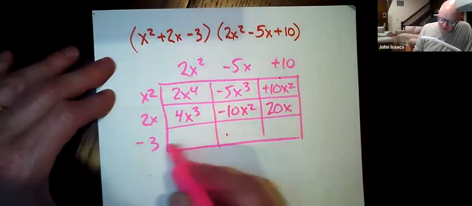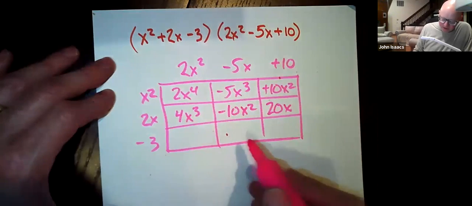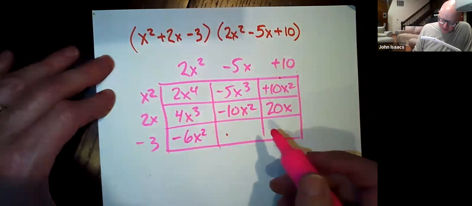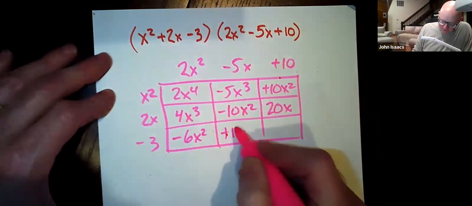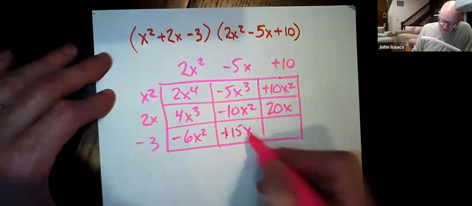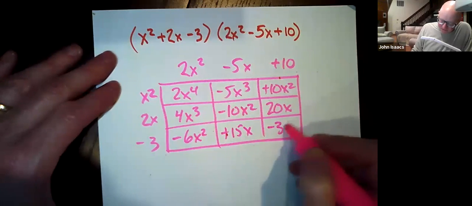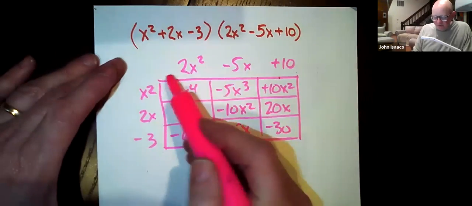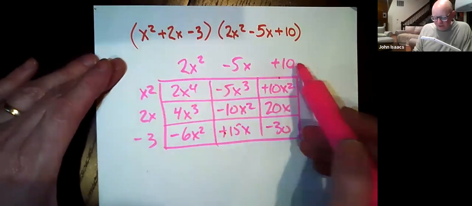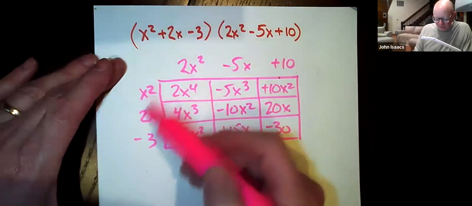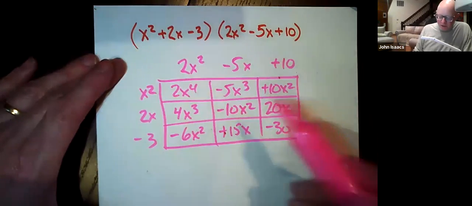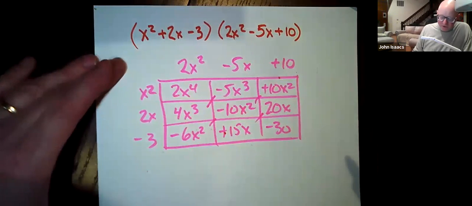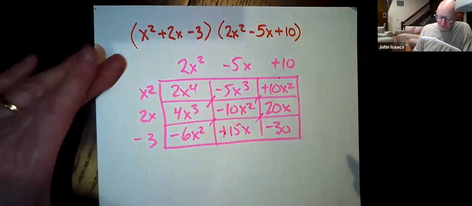20x. Here, these three things times negative 3. Negative 6x squared, positive 15x, and negative 30. All right, now this also, if this statement and this statement kind of have the same powers, similar powers, we wind up with like terms on diagonals. All right, just like we did before. So it's easy to collect like terms here typically as well.